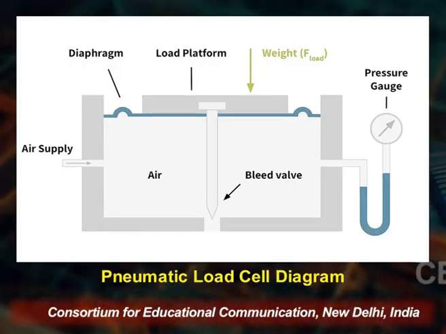So you see on the screen the diagram of this type of pneumatic load cell. On the left hand side, there is an air supply hole, and through here the air will be sent to the chamber. There is another bleed valve through which the gas is released. On the upper side there is a diaphragm, and a load platform on top of the diaphragm, which is used to put the weight on it. On the right hand side we have a pressure gauge that will give the measurement, and this bleed valve is the nozzle through which the gas will be released.